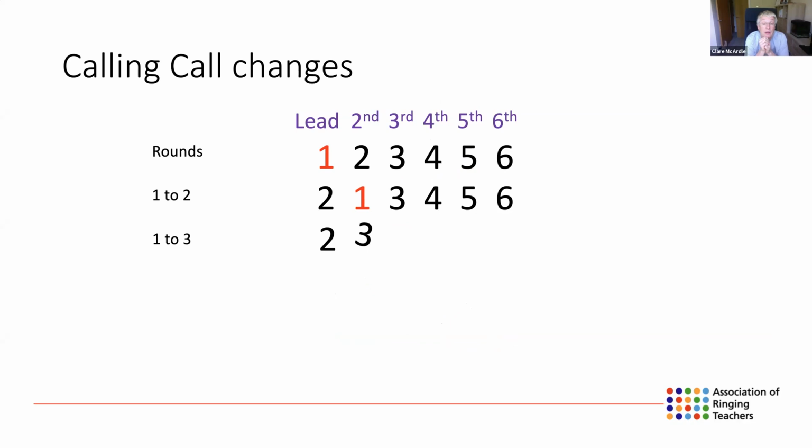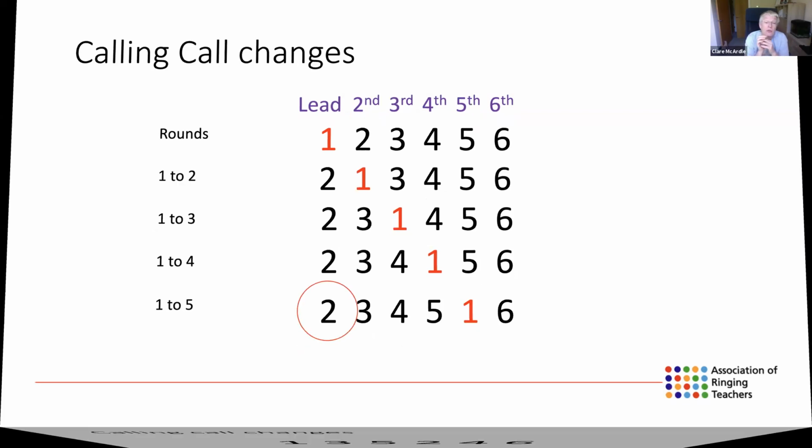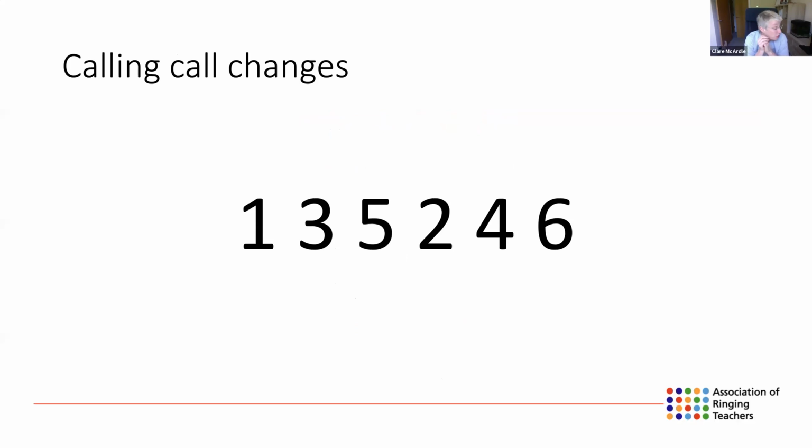1 to 3. 1 moves up into 3rd place. 1 to 4, 1 moves up into 4th place, and 1 to 5, 1 moves into 5th place. So that took 4 calls, and the last exercise took just 4 calls as well. So you can do the same here with each bell in turn, starting with the bell that's leading, which was 2 in that case. So now let's try another exercise.